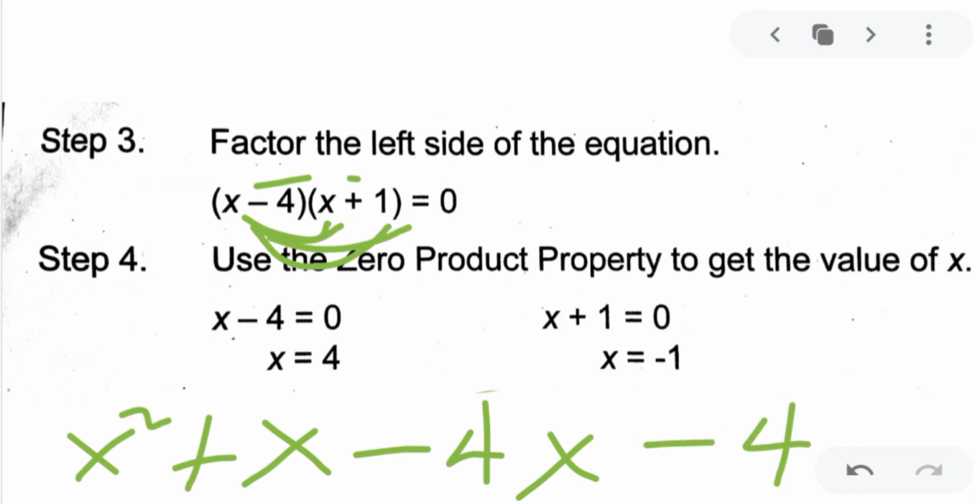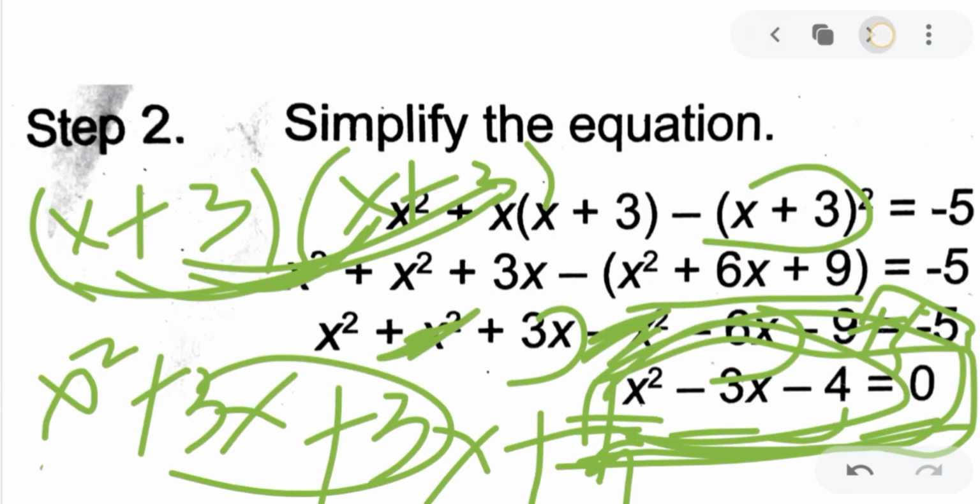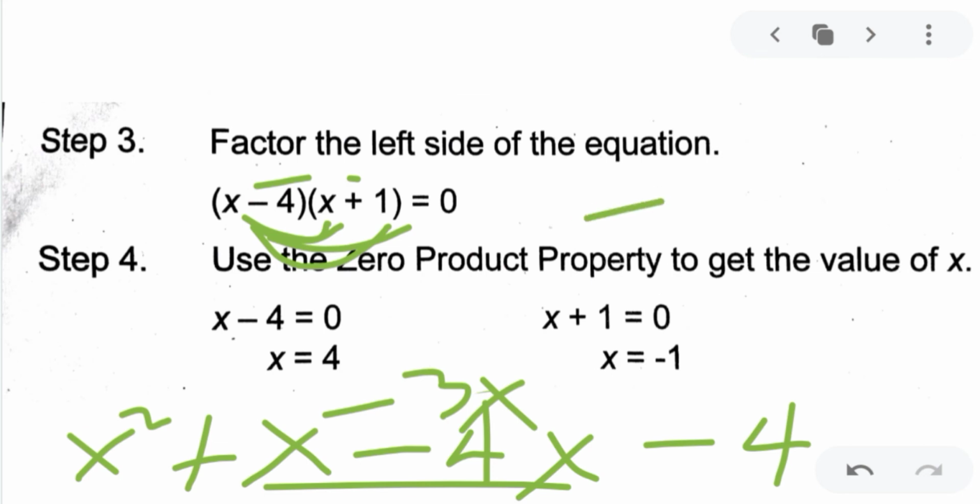So you will have here x minus 4x, that is negative 3x. So you will have x squared minus 3x minus 4 equals 0 here. Now, for step 4, we have to use the zero product property to get the value of x. So you have to equate these factors into 0, then transpose. You have here x minus 4 equals 0, then transpose the 4 to the right side of the equation. We will have here x equals 4.